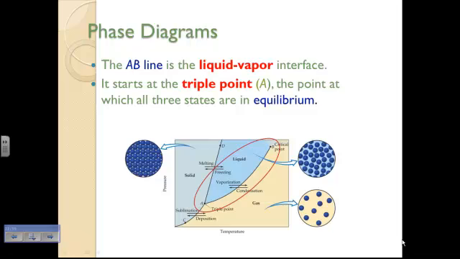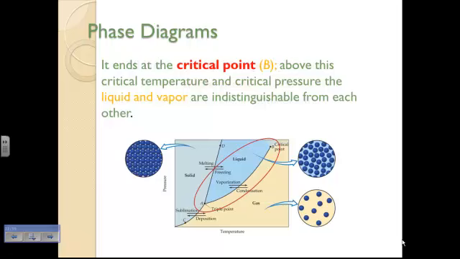Point A we called the triple point. Notice that all 3 states of matter exist at one particular point of pressure and temperature. The triple point would have solid, liquid, and gaseous phase of matter all in equilibrium. At any particular point along the AB line, we would simply distinguish them as the interface between the gas and the liquid phase. Up high, that point B was called the critical point.